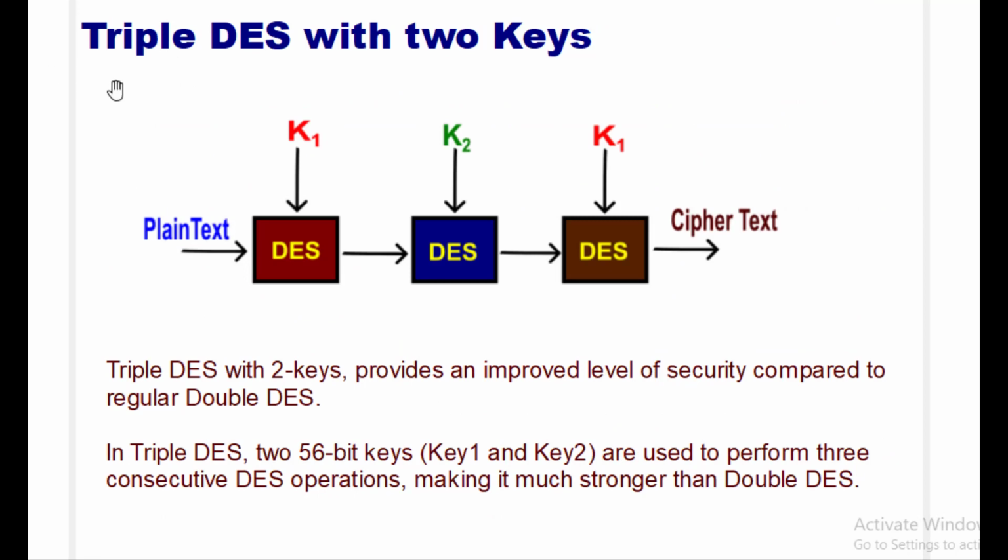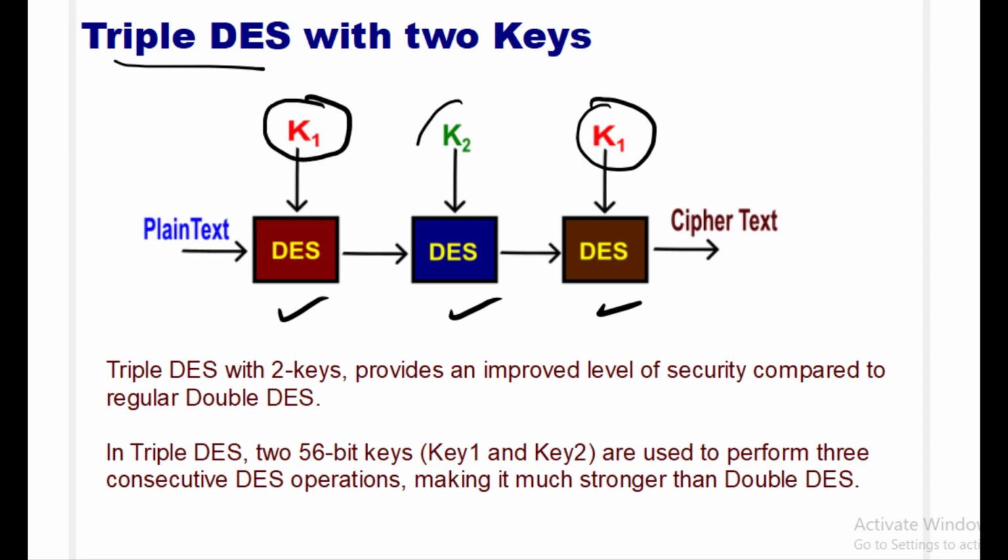Now we can have some more combinations of this encryption. There's triple DES. This is triple DES using 2 keys, one more enhanced version of DES. Why is it called triple DES? Because we have 3 different blocks of DES, and because only 2 keys are used, K1 is used here and here also K1 is used. This one is K2.